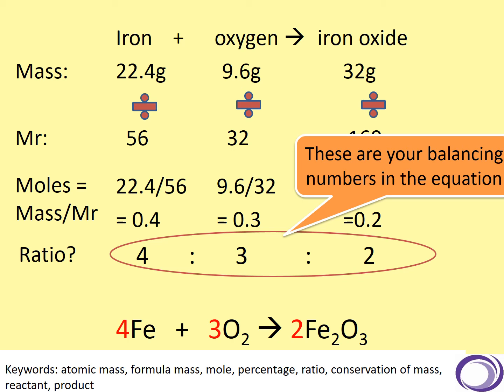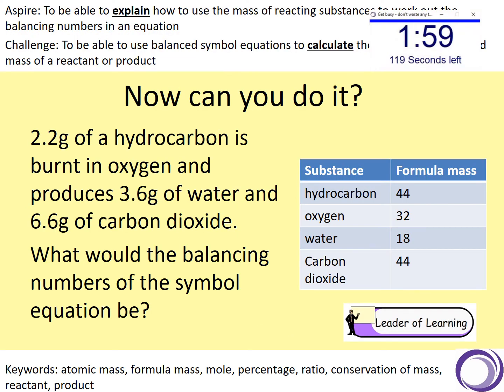So what I'm going to do now is give you a challenge. This is a little bit more tricky than the basic one that I've done, but it's the same principle and the same working out. So 2.2 grams of a hydrocarbon is burnt in oxygen and produces 3.6 grams of water and 6.6 grams of carbon dioxide. What would the balancing numbers of the simple equation be?